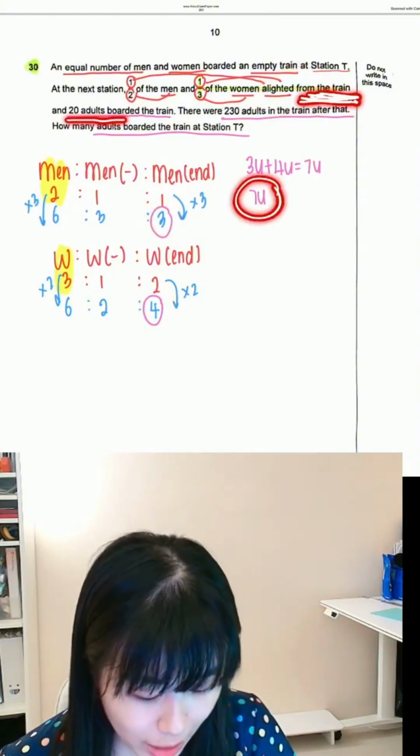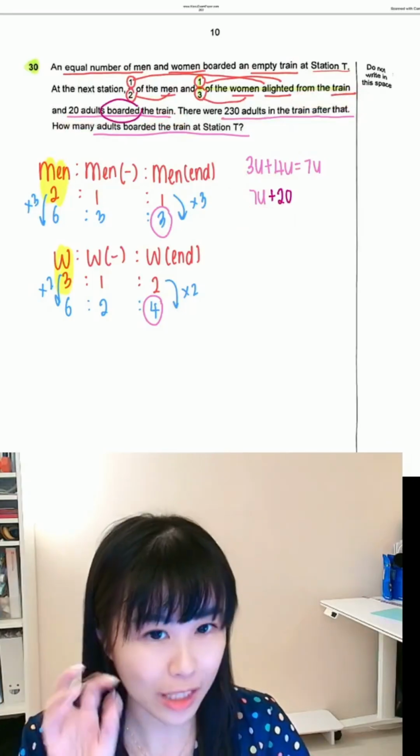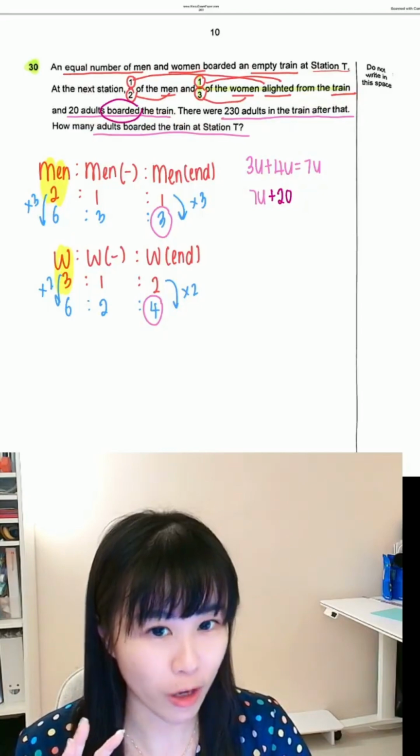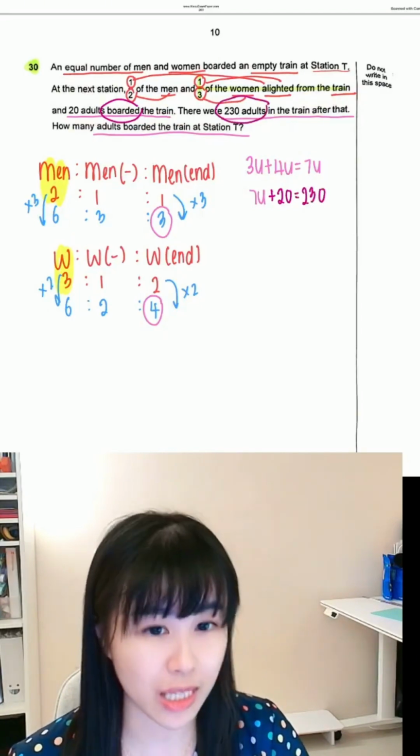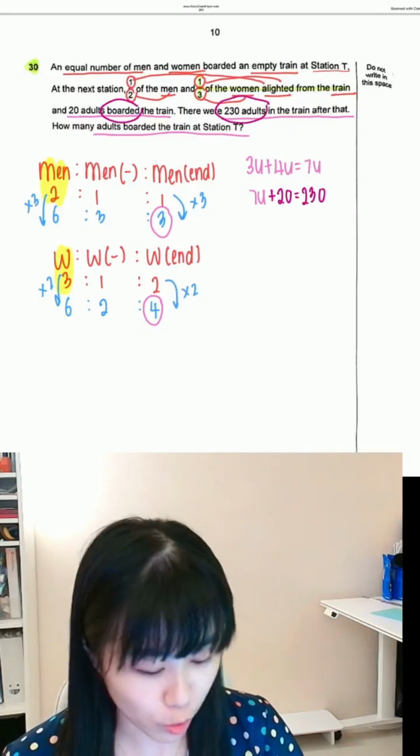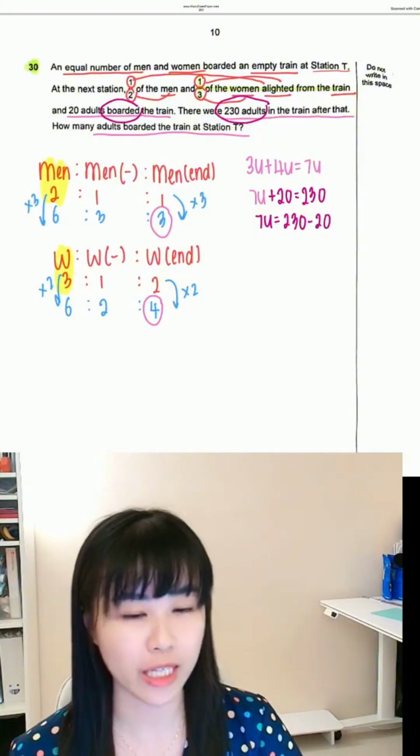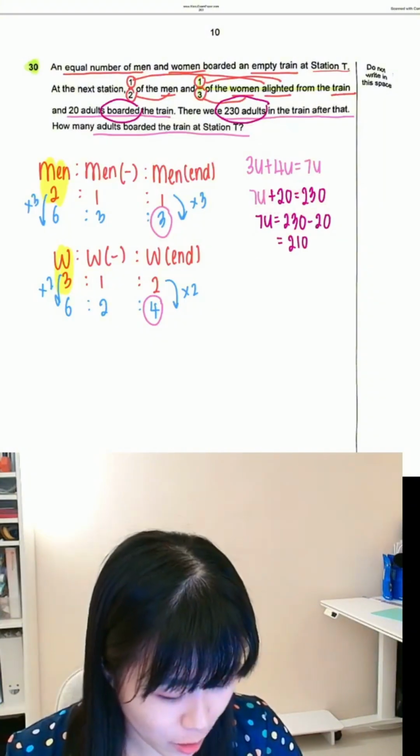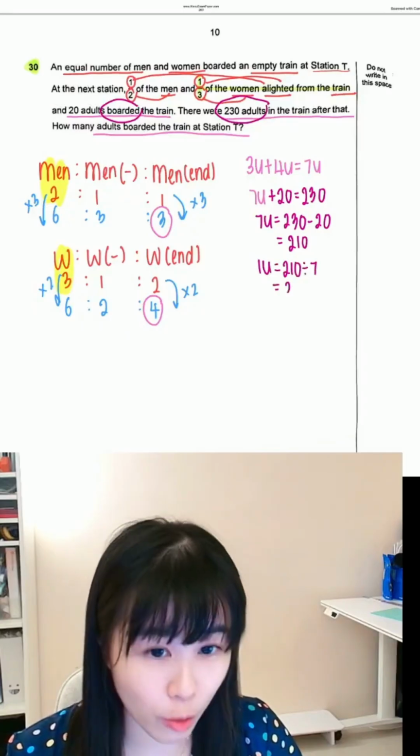Then 20 adults boarded the train. If boarded means adding to whatever men and women were left over, then you are left with 230 adults in the end. So if you want to work backwards, use 230 minus away the 20 who boarded. That will give me 210. 1 unit will be 210 divided by 7. That will give you 1 unit is 30.